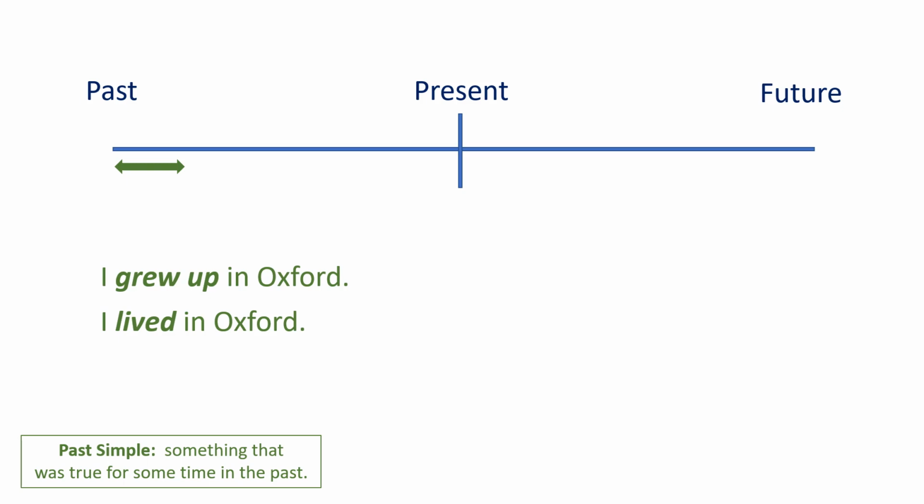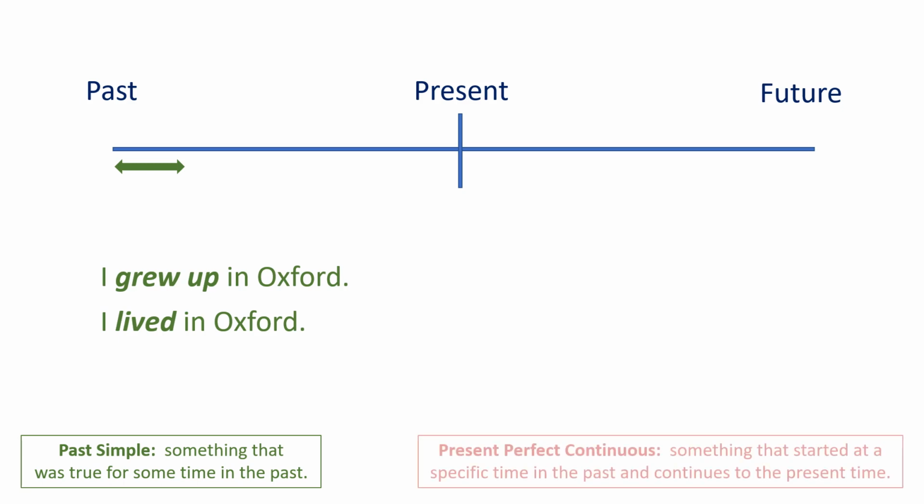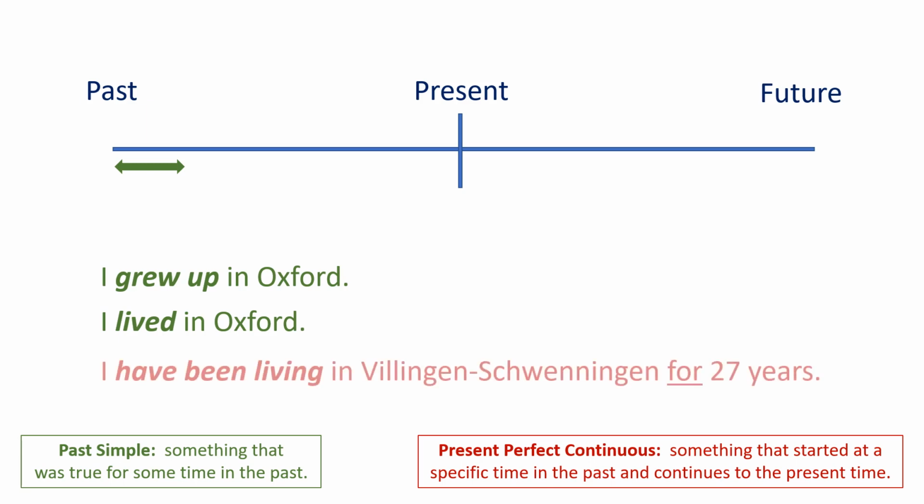Let's think about where I'm living now. We use the present perfect continuous to talk about something that started at a specific time in the past and continues to the present time. I have been living in Villingen-Schwenningen for 27 years. This started at a specific time in the past and continues to the present time. It's possible that it will continue into the future. I plan to live in Villingen-Schwenningen for many years to come.